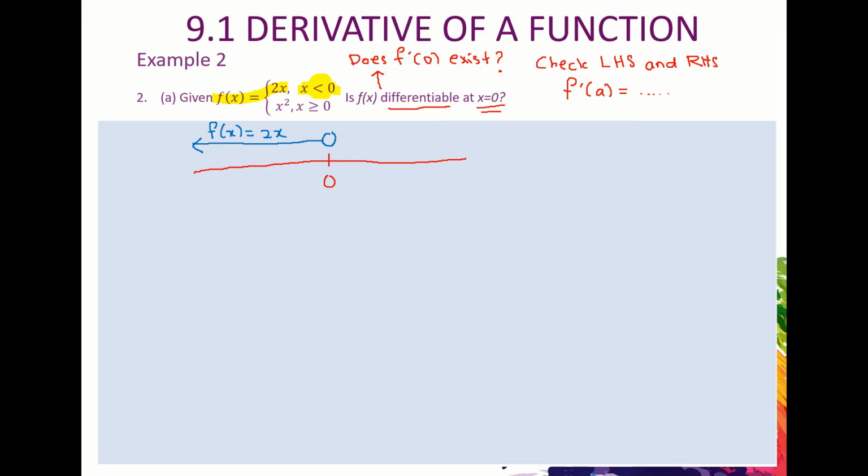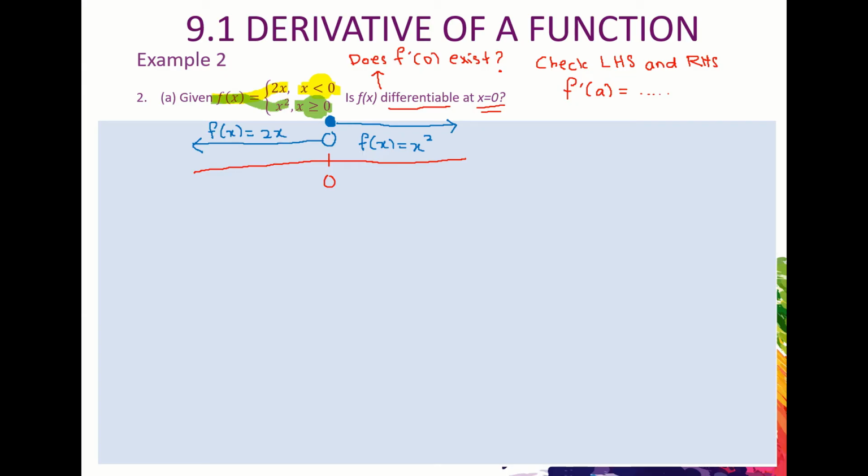Okay, the next one is when x is more than or equal to 0, our f(x) is x squared. So here, 0 is included. Hence, we will have a dense circle and it goes to the right because it is more than or equal to 0. Here, f(x) is equal to x squared.